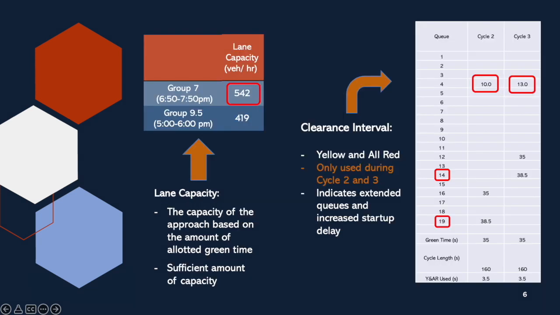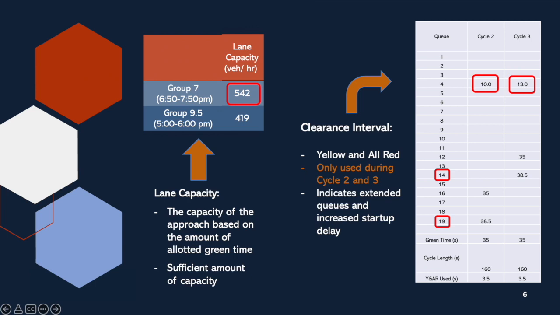Further on, we were able to calculate the final lane capacity, which is the capacity of the approach based on the amount of green time allotted. This is different than the saturation flow, which would be if there was an uninterrupted green. With a capacity of 542 vehicles per hour and Group 9.5's capacity of 419, we were able to determine that this is a sufficient amount of capacity for our demand.